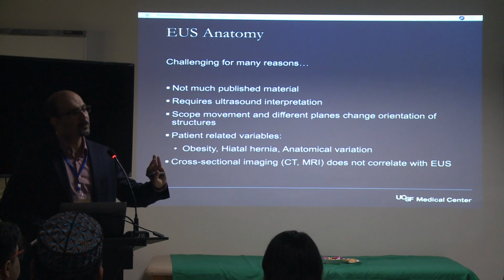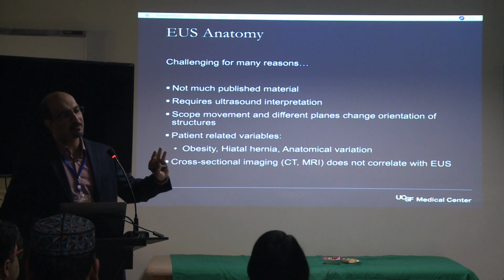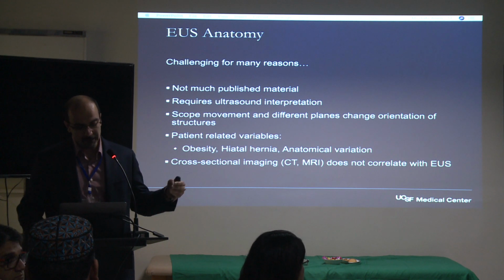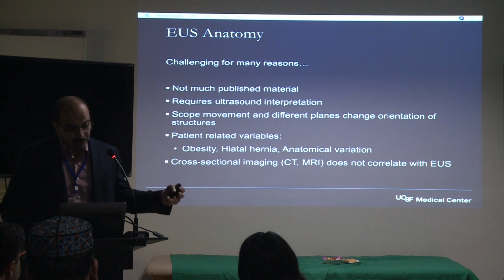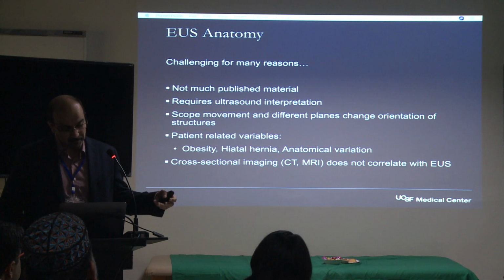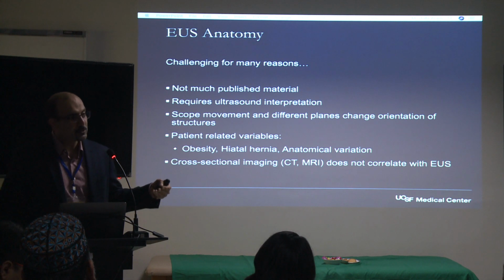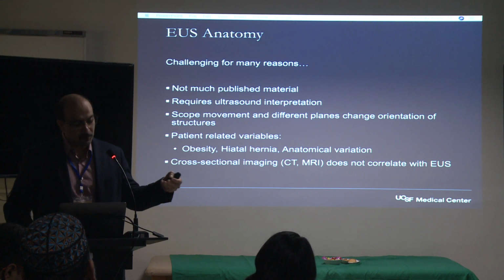So your scope can only move like 2 centimeters, and all of a sudden everything is flipped because it's showing you the same thing with the same orientation. And then you have variables: hiatal hernias, anatomic variations, obesity. Different things will make what should be reproducible every time not so reproducible.